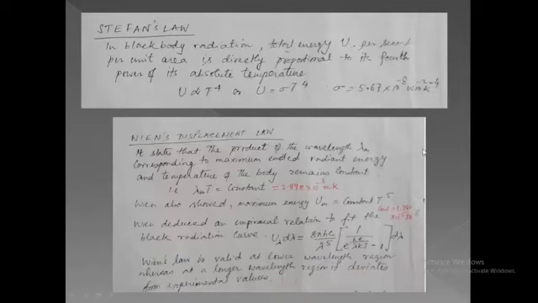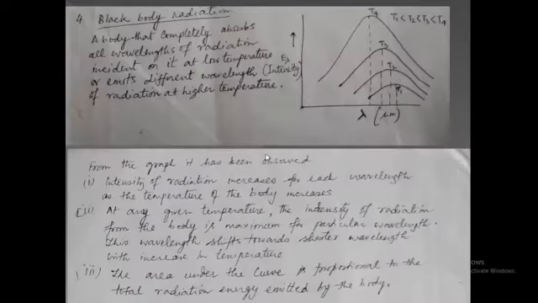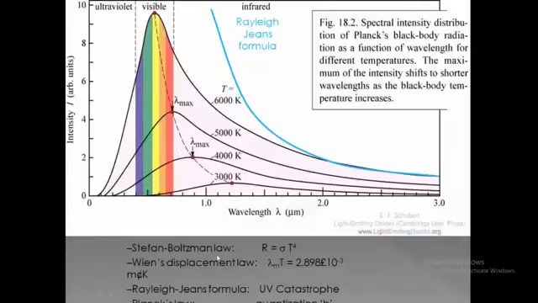If you want a better picture, I can show you that Wien could explain this increasing part, but could not explain the decreasing part of the curve. He could explain the increasing part for all the temperatures, but failed to explain the decreasing part.